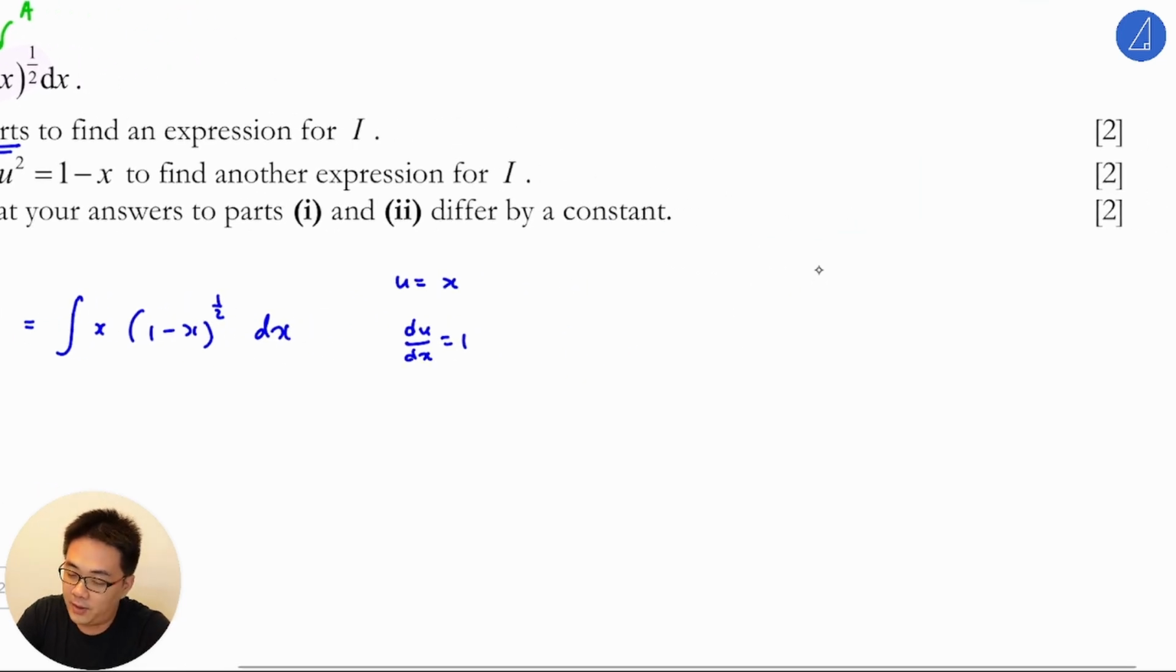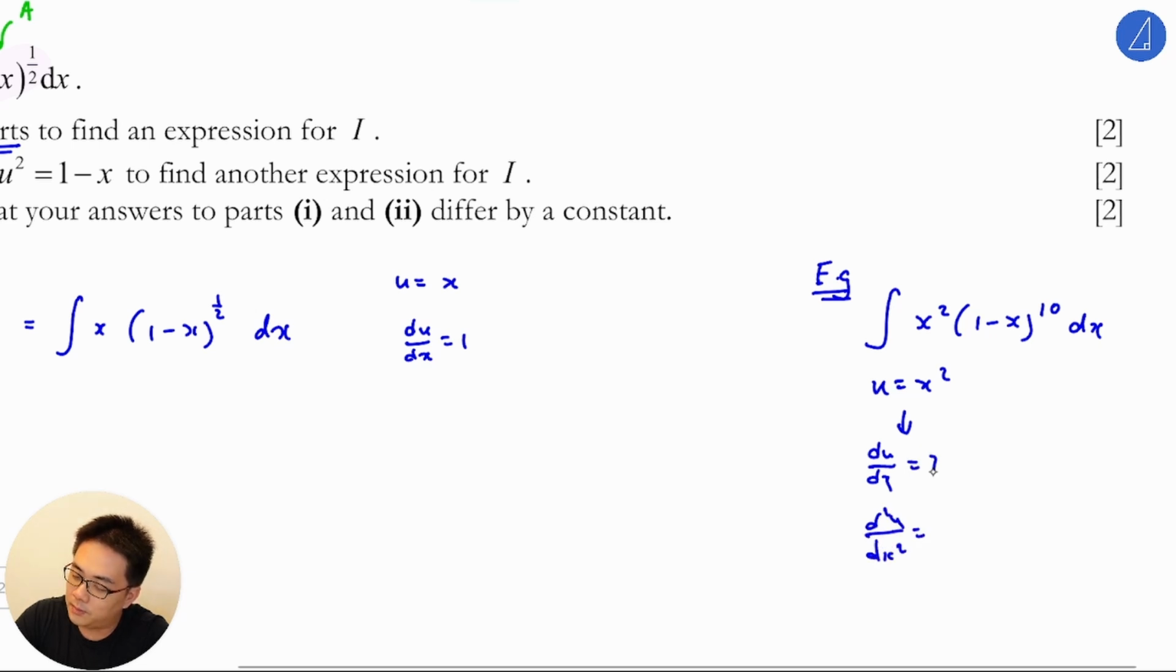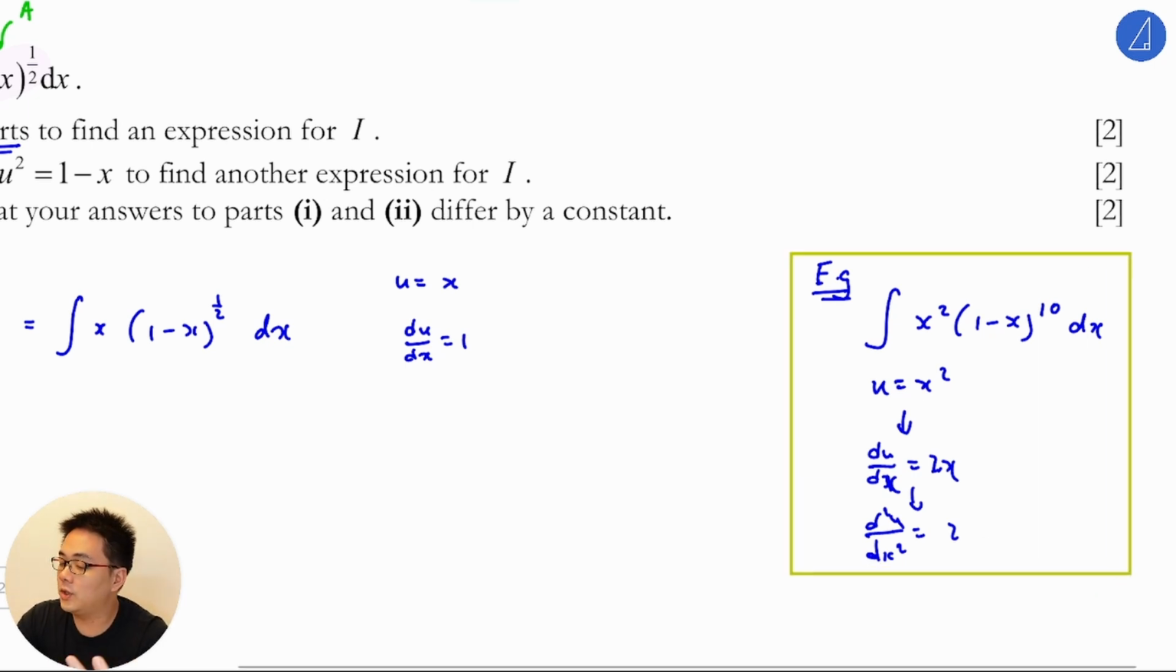So for example, I'll give you an example. If say you have x squared and (1 minus x) to the power of 10 dx, it's very clear that your u should be x squared. You need to do by parts twice, because if you differentiate this twice, d squared u over dx squared, you straight away become a constant. Okay? So the idea is you pick the u. If you have 2A, pick the u which would give you a constant first. That is the idea.